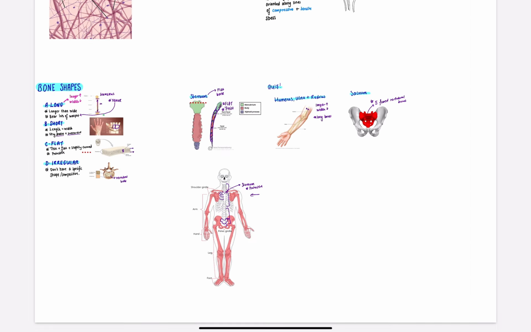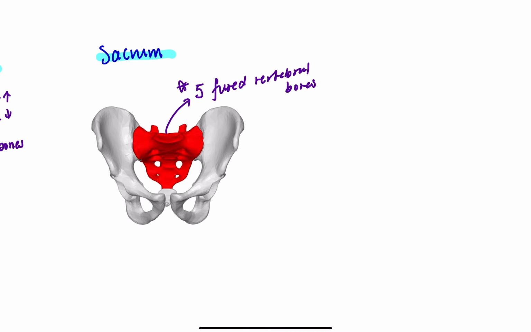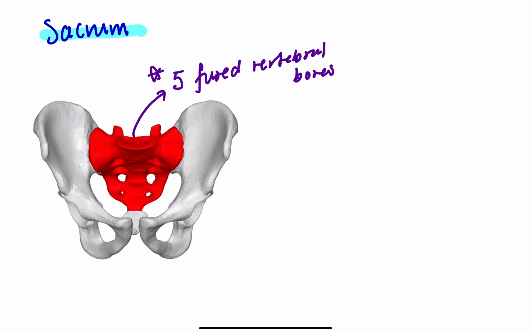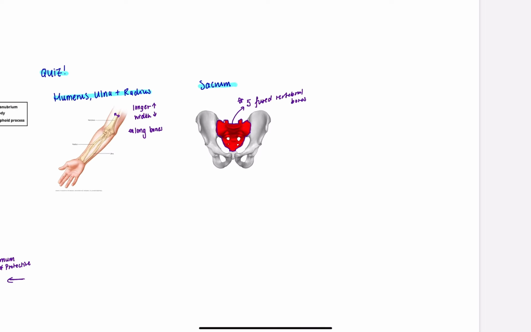And if you remember earlier, I said that vertebral bones are irregular, and the sacrum, despite being fused, also has an odd shape. I can't really categorize this as flat. I can't categorize it as long or short. It doesn't fit any of those categories. So we're going to put the sacrum in the irregular category.